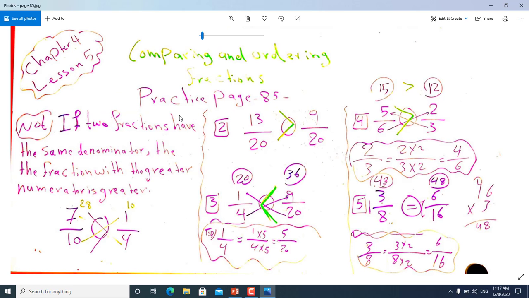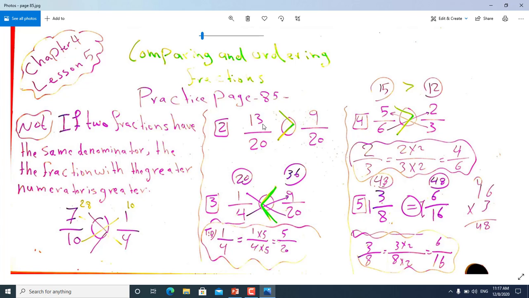We solved some practice on page 85 about comparing and ordering fractions. And let's remind ourselves, if two fractions have the same denominator, the fraction with the greater numerator is greater. So that is example 1. Also we can compare two fractions by cross multiplying. 10 times 1 is 10 and 4 times 7 is 28. So 28 is greater than 10. That means 7 over 10 is greater than 1 over 4.